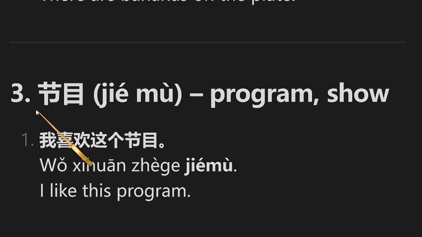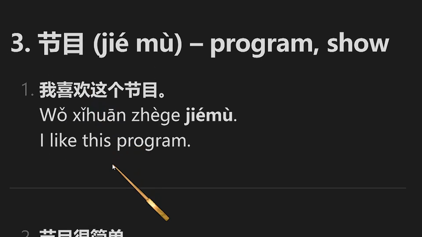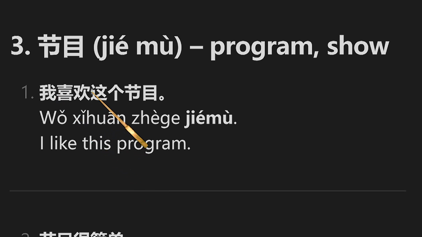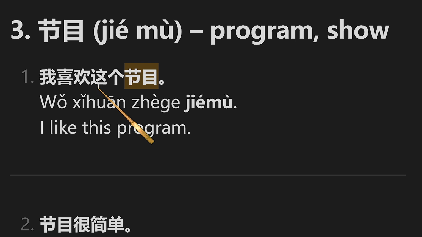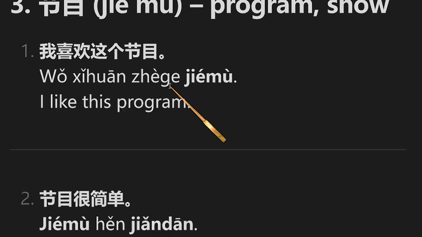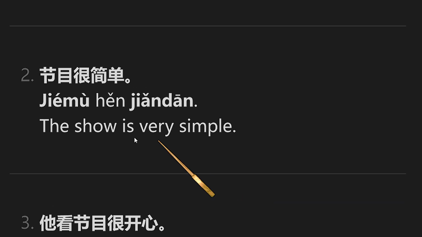Next one is 节目, program or show. 节 and 目, 目 is like eyes. 节目. I like this program. 我喜欢这个节目. 节 has a lot of different meanings, but right now it's not so important. So just 节目 is a program, show, TV program. 我喜欢这个节目. I like this program. 我喜欢这个节目. The show is very simple. 节目很简单. 节目, the show, and is very 简单.